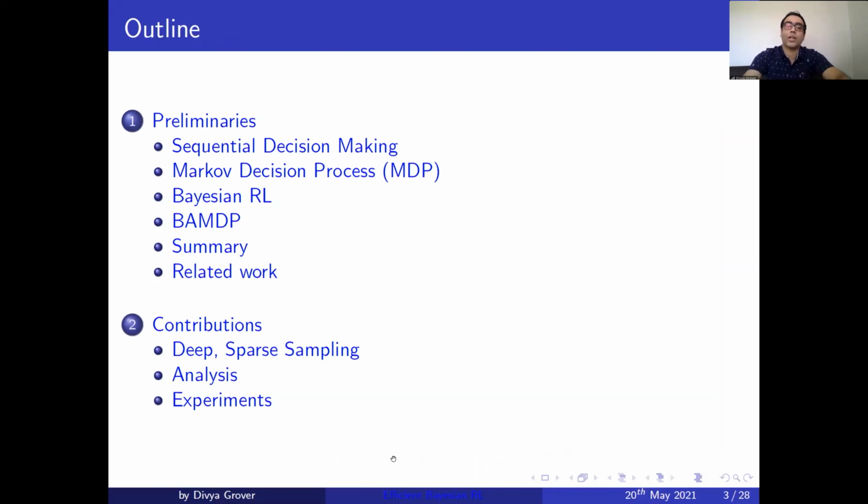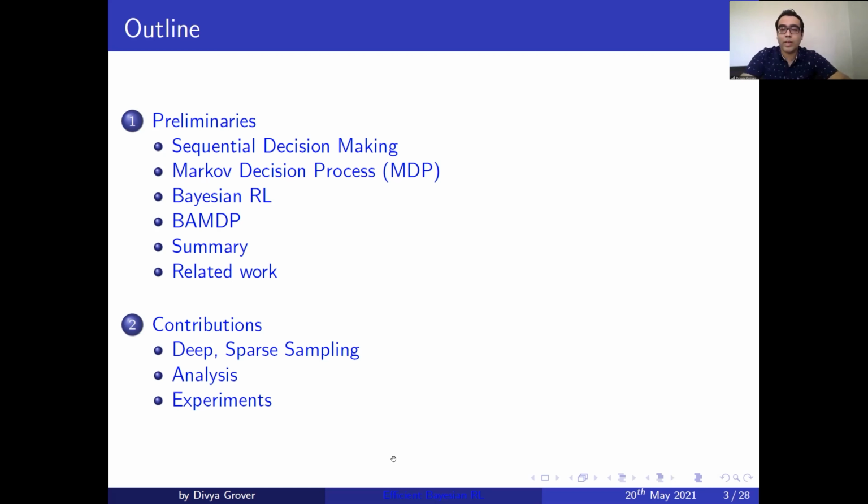Going to the outline of the presentation, I will first briefly describe what sequential decision making is, because reinforcement learning and every other type of agent acting in an environment comes under the broad umbrella of sequential decision making. Then I will discuss the particular model that we will be using, which is the Markov decision process, and we will be solving that. After which I will increase the complexity a bit and explain what reinforcement learning is and specifically what Bayesian reinforcement learning is. And then I will give the main model of today's talk, which is just an extension of the Markov decision process. It's called the Bayes Adaptive Markov Decision Process, or BAMDP.